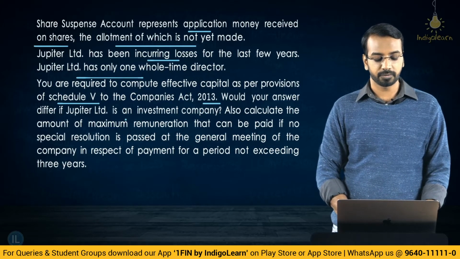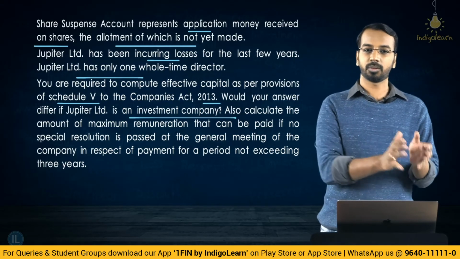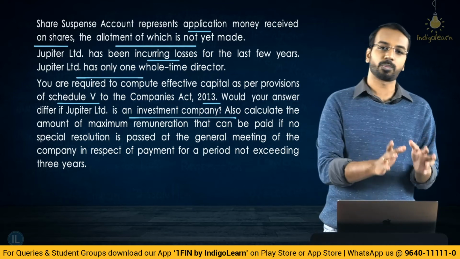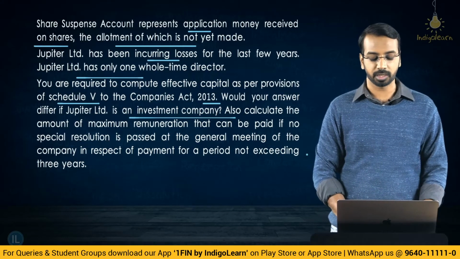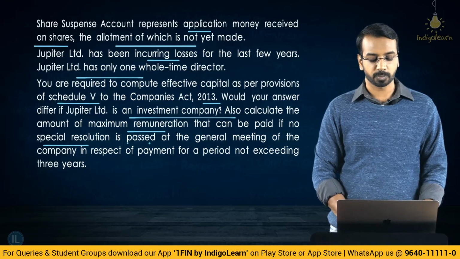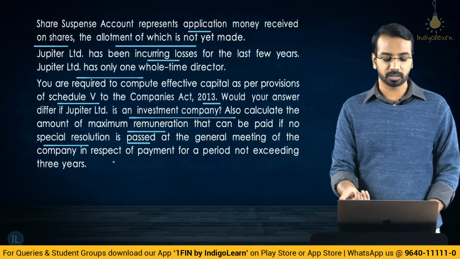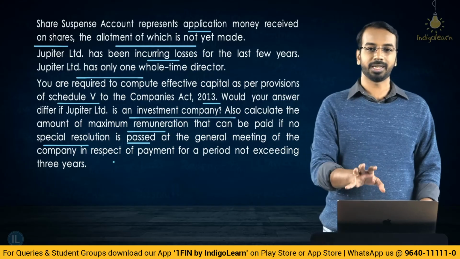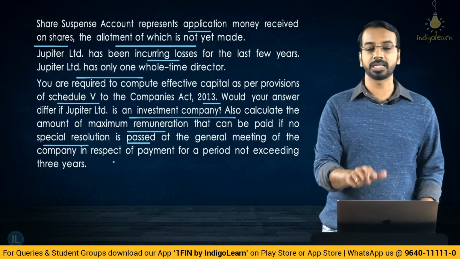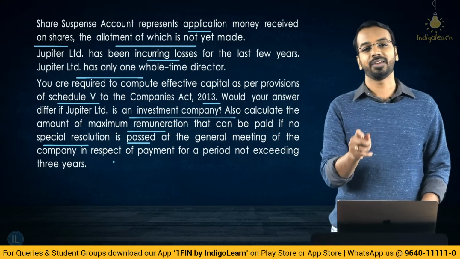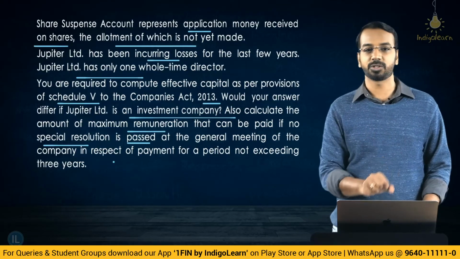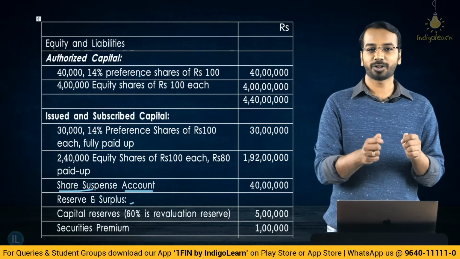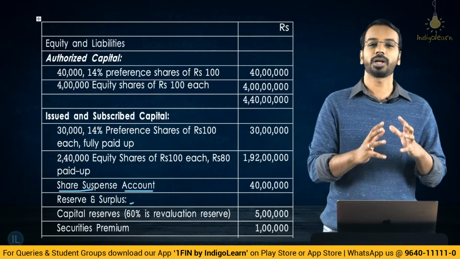Would your answer differ if it is an investment company? So basically, like we have seen in other problems, for a normal company we have to compute the effective capital. For an investment company we have to compute the effective capital. Also calculate the amount of maximum remuneration that can be paid if no special resolution is passed at the general meeting of the company in respect of a payment for a period not exceeding 3 years. So basically, if special resolution is not passed, we will apply the limits based on the effective capital, right? So first let us compute the effective capital, and then we will see what will be the limits which are applicable. Now as far as the computation is concerned, pretty simple. You have to take what will be the total capital.